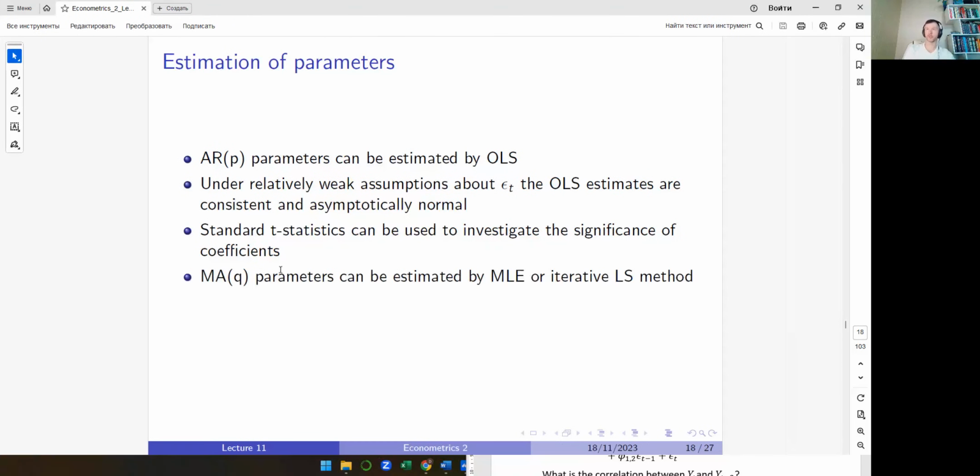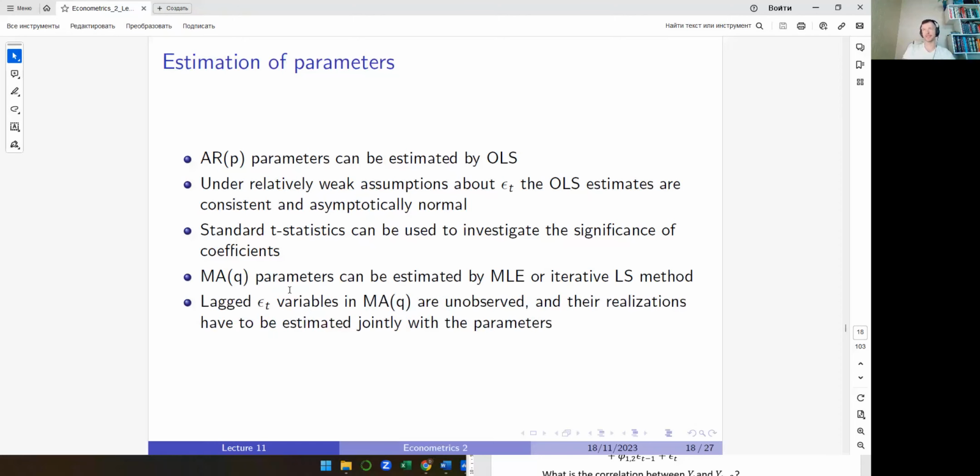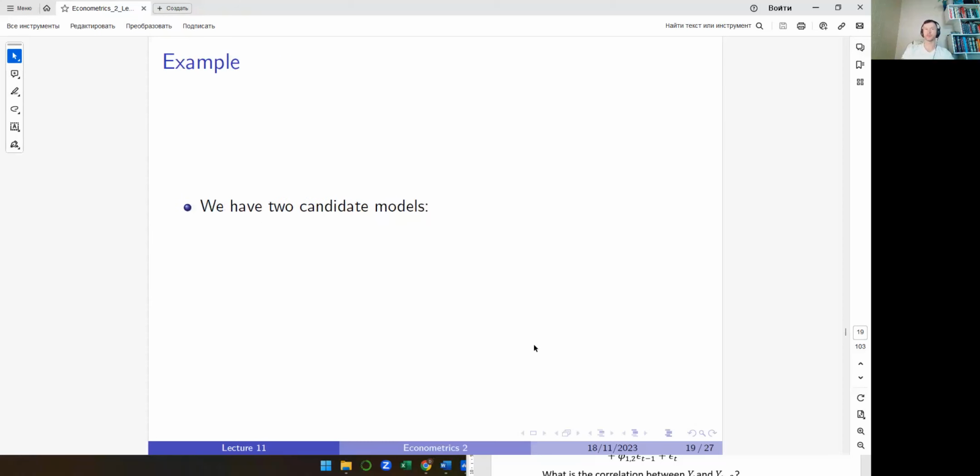For MA(q), it is more problematic, because we don't know the error terms. We don't know the white noises, and we don't know their series. So we estimate them either with maximum likelihood methods or with iterative least squares methods. We are not going to talk about them in detail, don't worry. The problem is that lagged white noises are unobserved, and we need to estimate them together with the parameters. So the estimation process takes more resources.